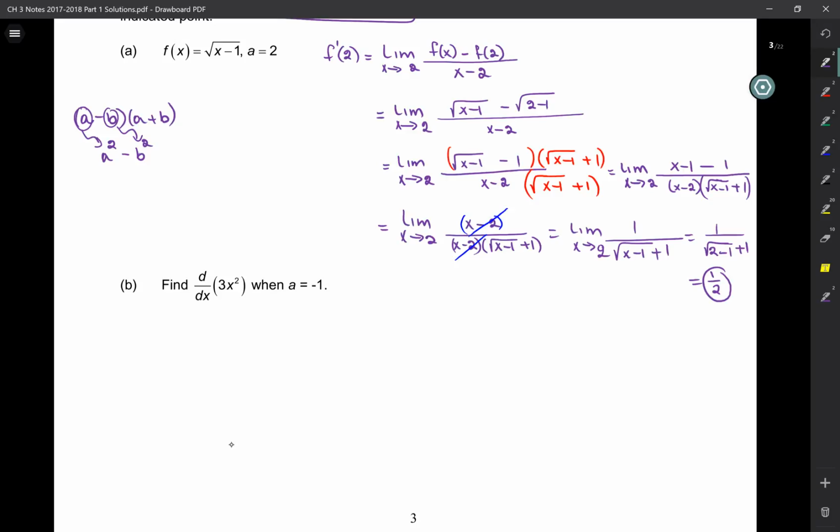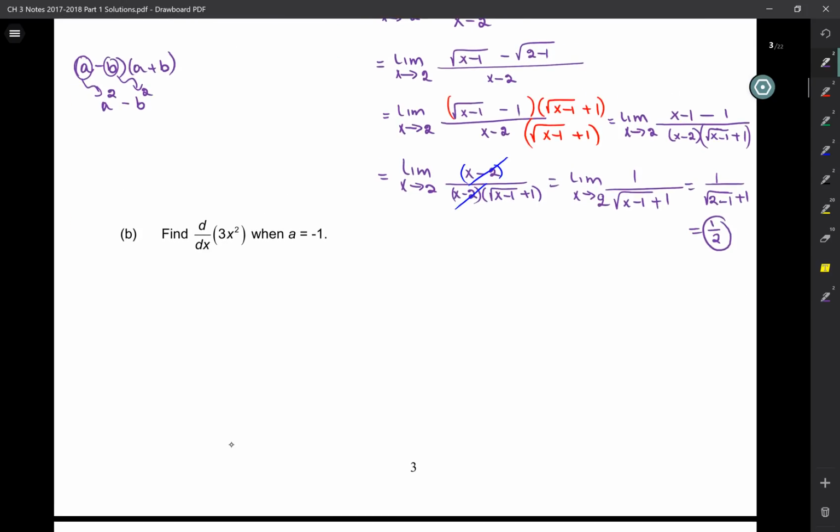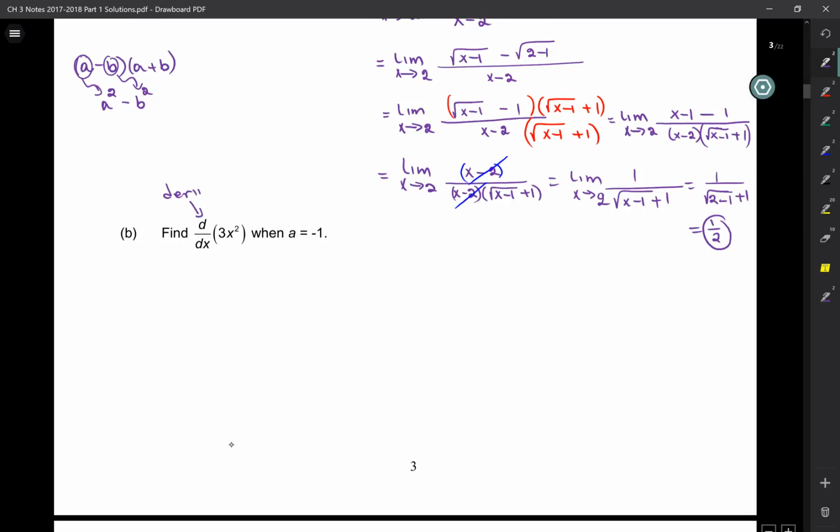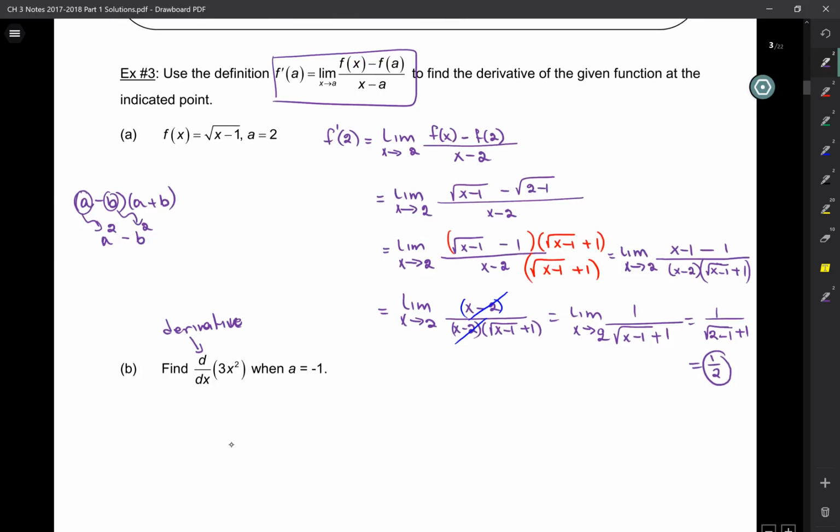All right, so we're going to do the same thing using that definition. This is a different function. Now look, it says find d dx. That means derivative. And we're going to do the same as we did over there. Now it's at a equals negative 1. So this is going to be the limit as x approaches a, which is minus 1, of f of x minus f of negative 1 over x plus 1, because it's minus 1.